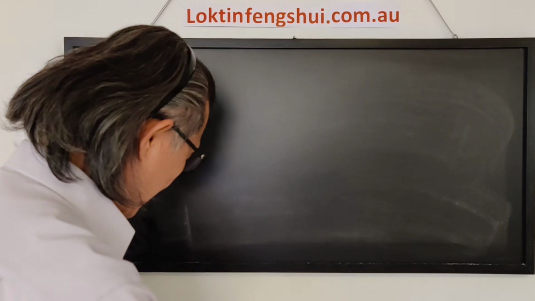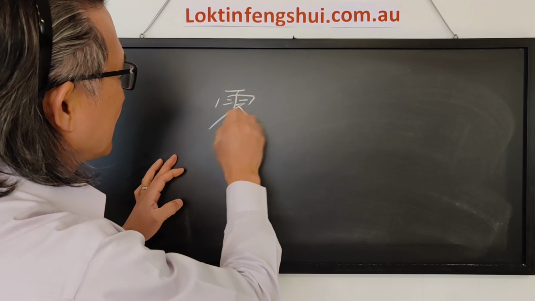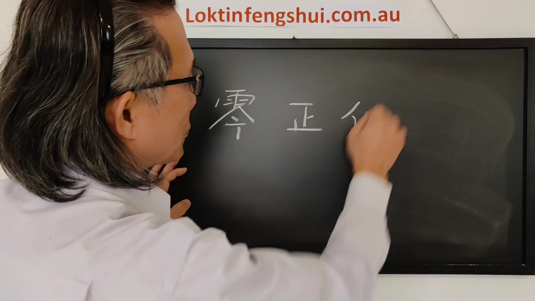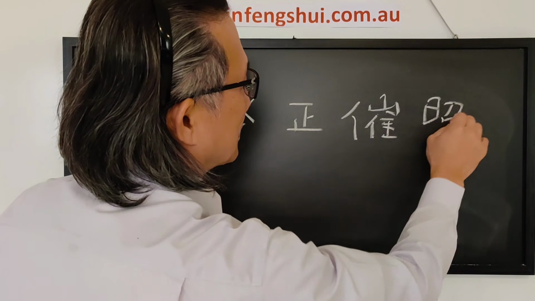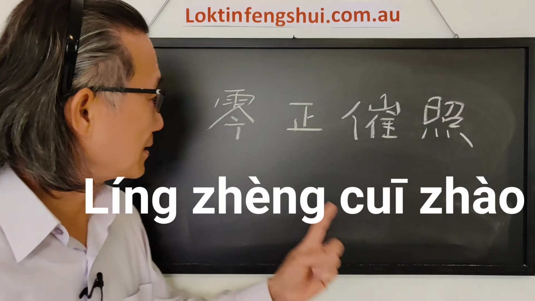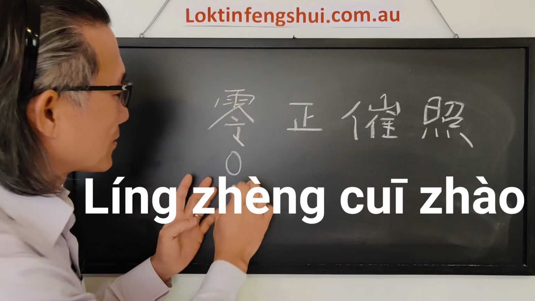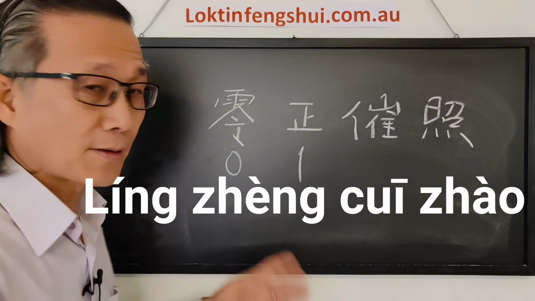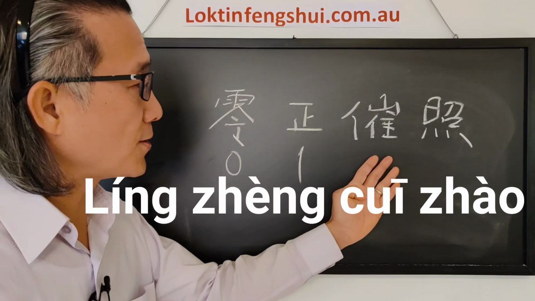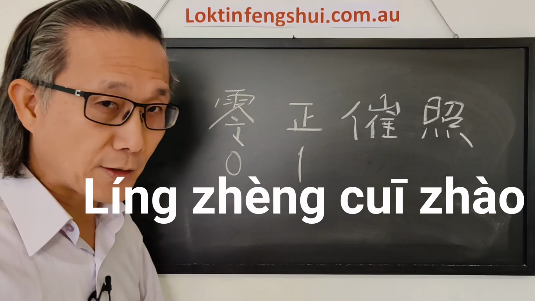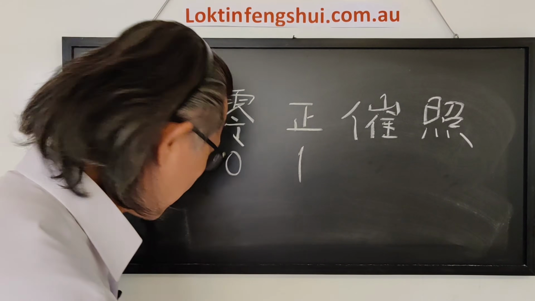They call them Ling, Sing, Cui, Zhào. So we talked about the Ling, which is the Ling Shen, or zero, the holy one. I think most of you consultants know about it. But the Cui and the Zhào, you may not know. So let me explain the Cui and Zhào in this video.